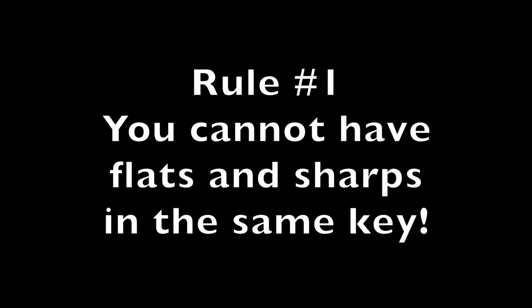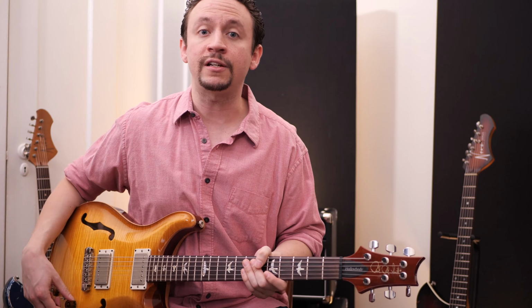Let's go ahead. We're gonna jump into what I call the 4 rules of the major scale. Rule number 1, you cannot have flats and sharps in the same key. Let's take, for example, the key of E major. I'll start on the high E string. Say I was working through this scale trying to figure out the notes, and maybe I was writing them down. So I start with E.